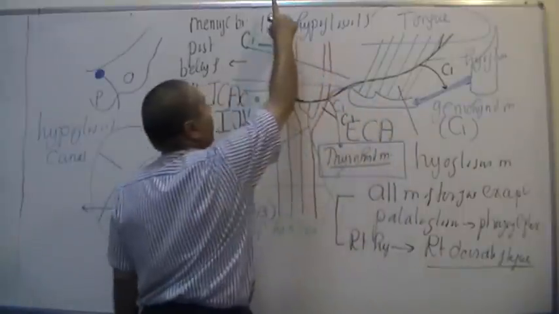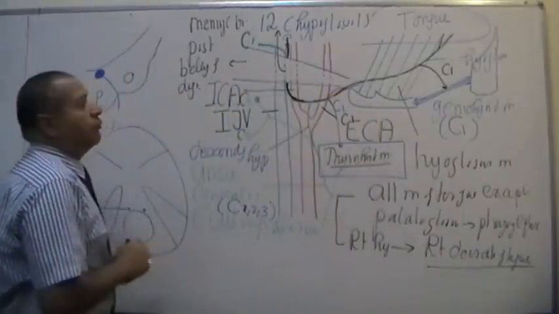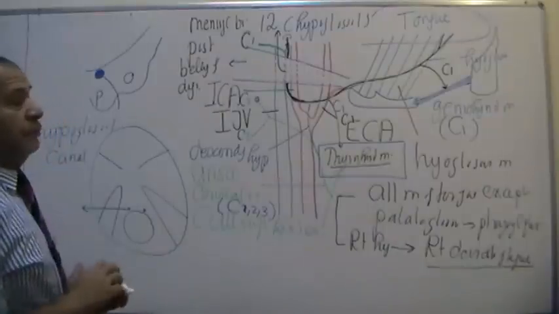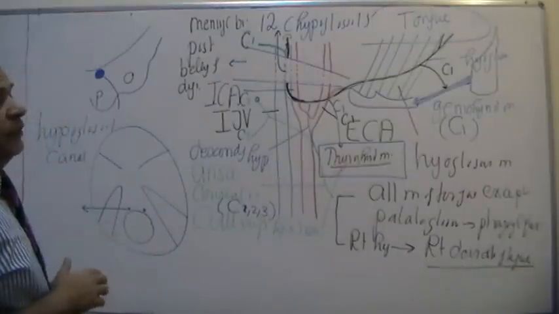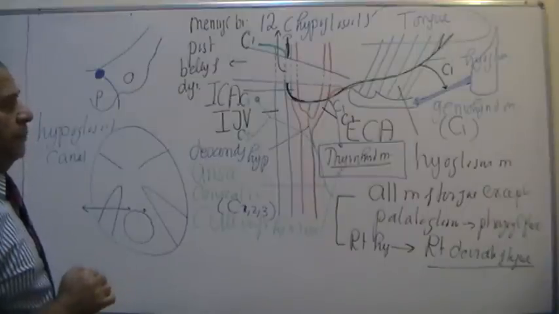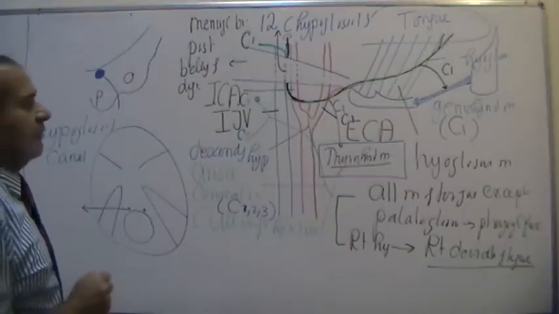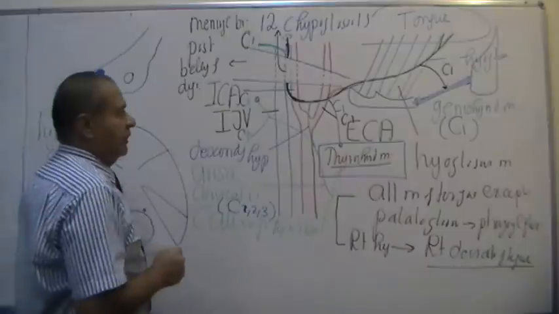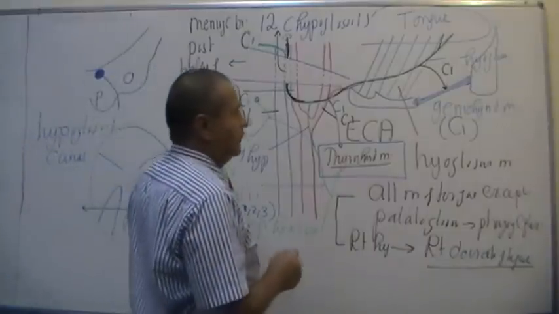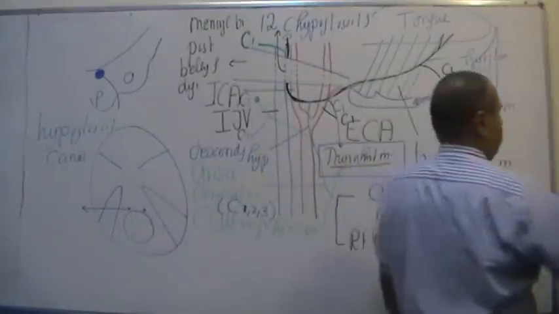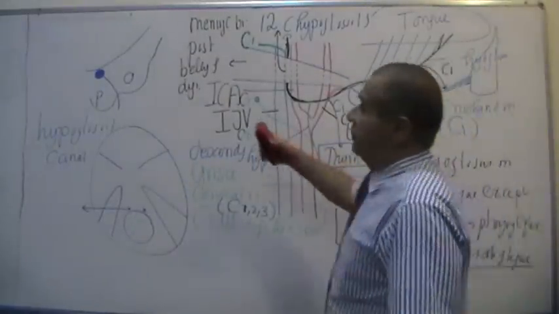Also the meningeal branch of the hypoglossal is from cervical 1. But purely the hypoglossal nerve supplies the tongue. This is the main feature of this hypoglossal nerve and its injury and its course.